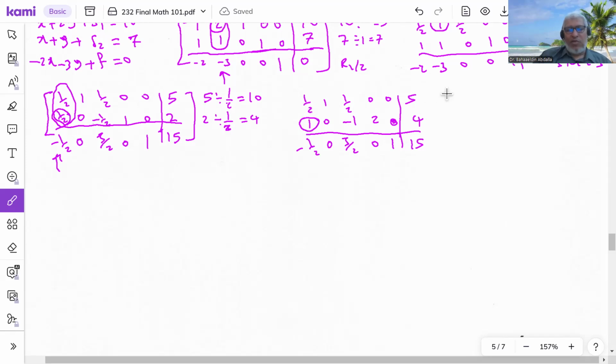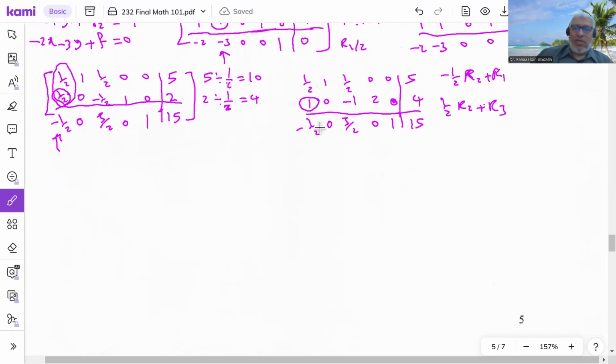So this half I need it to be 0. So negative half R2 plus R1. And here half R2 plus R3. So you should use this one to make zeros, not, for example, add half and negative half. No, this is not good, not correct.